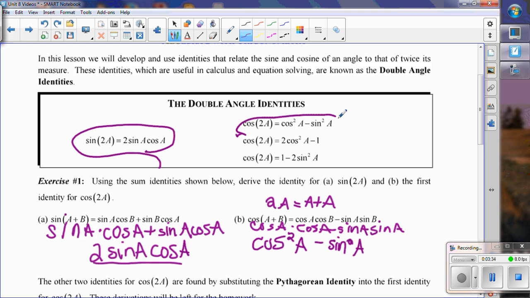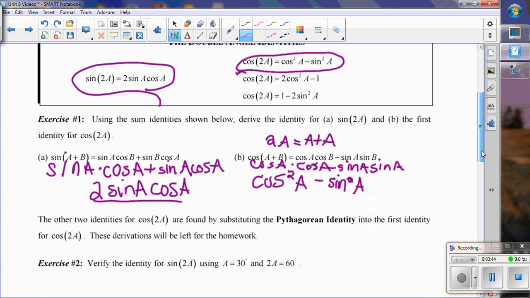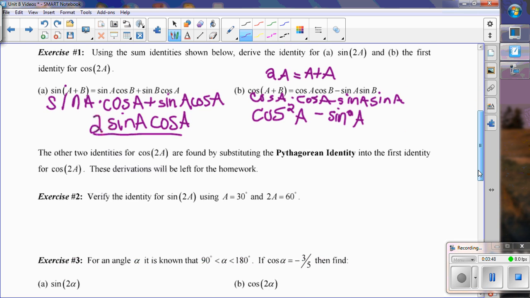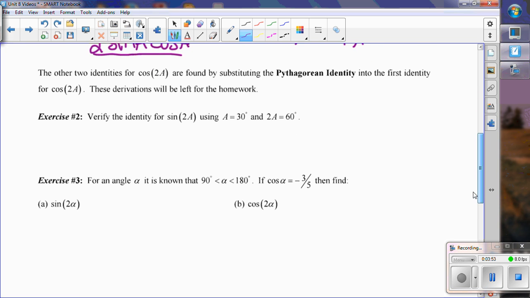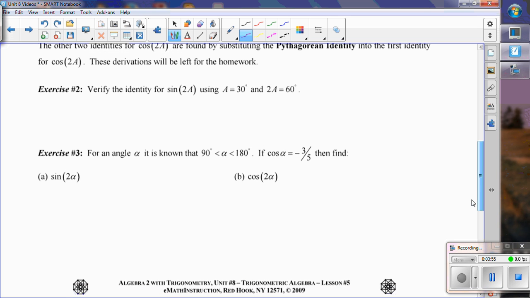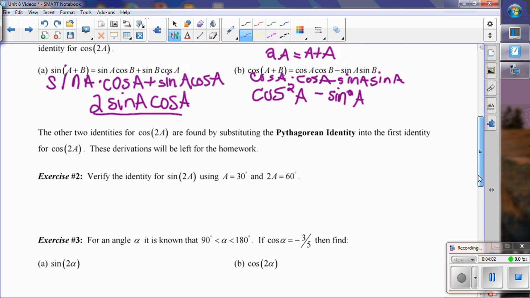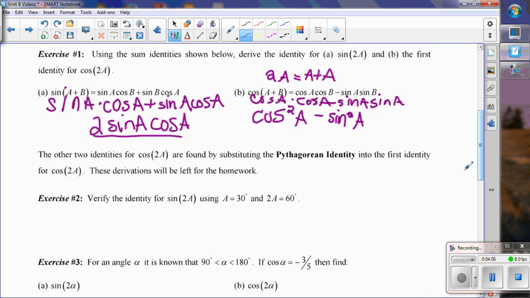So that's this formula. The other two formulas use the Pythagorean identity that we did last night as well, sine squared plus cosine squared equals 1. You do some substitution, and you'll do that for your homework. So tomorrow in class, if you're having trouble with that, just make sure you ask. Now they want us to verify for sine 2A using 2A equals 60. A is 30 and 2A is 60. So we're going to verify this.